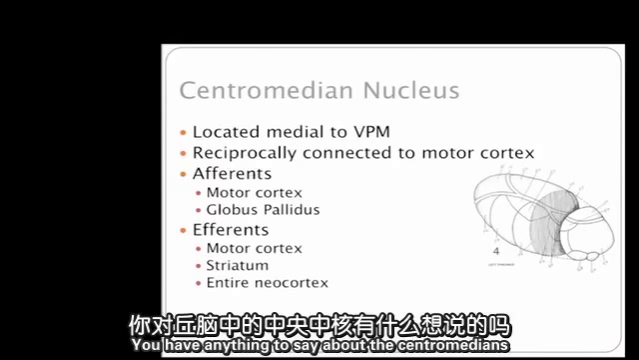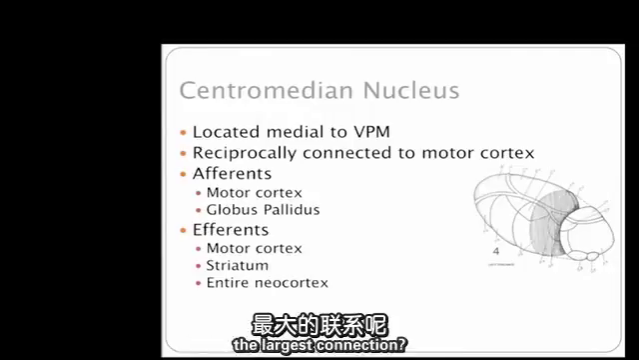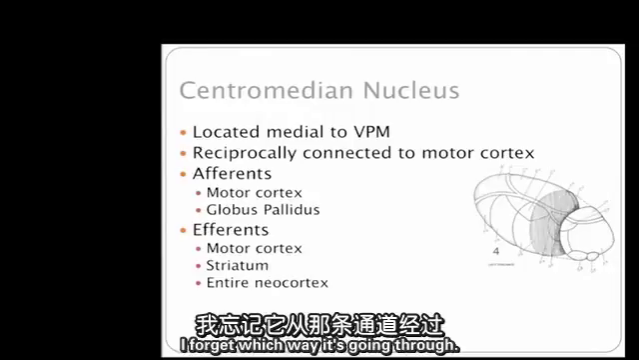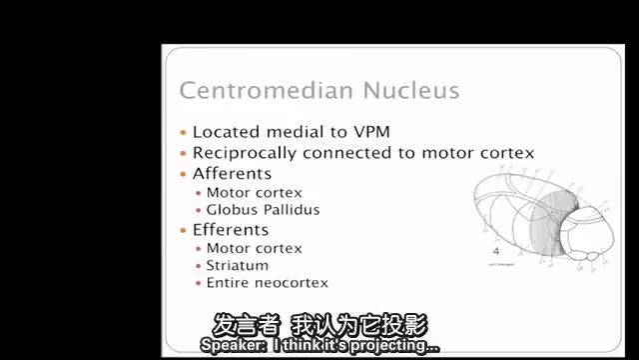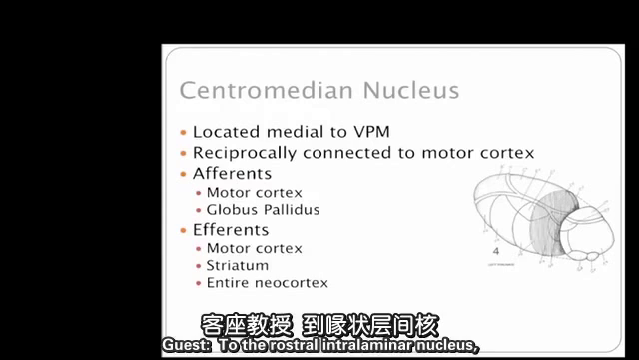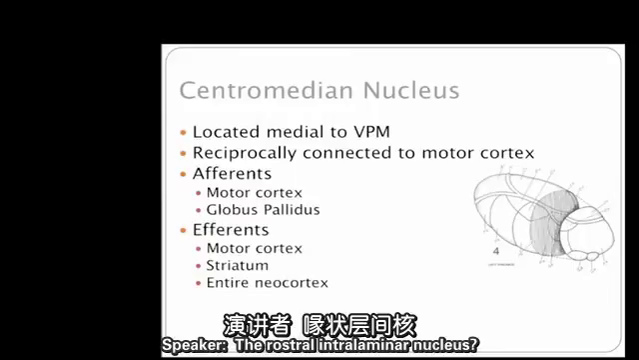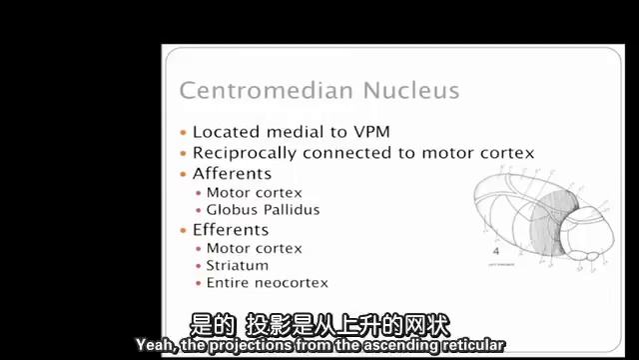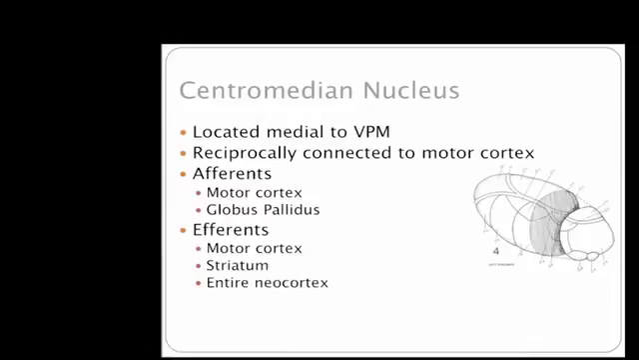Do you have anything to say about the centromedian and the putamen? It has the largest connection. Right. I forget which way it's going though. Is it from the pulvinar to the centromedian? I think it's projecting out from the thalamus to the putamen. The rostral intralaminar nucleus. It's the most important for us. Yeah, the projections from the ascending reticular activating system project to that. It's always involved in wakefulness and everything like that. But yes, the reticular nuclei of the thalamus.